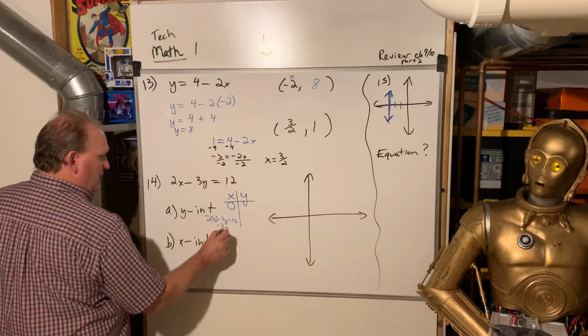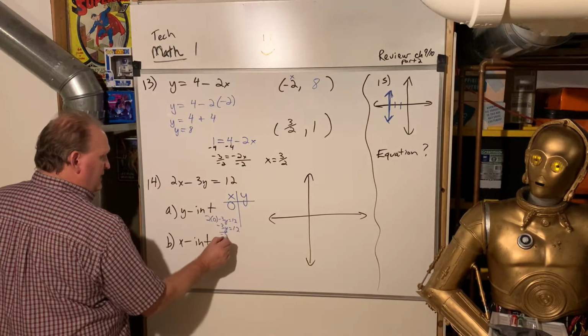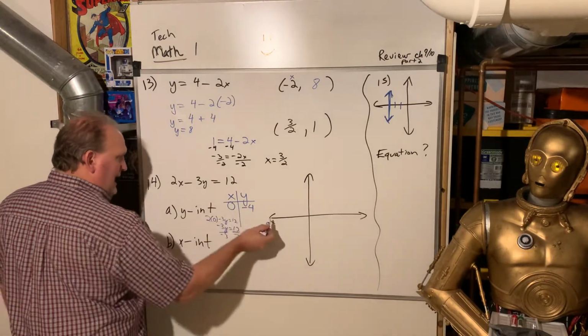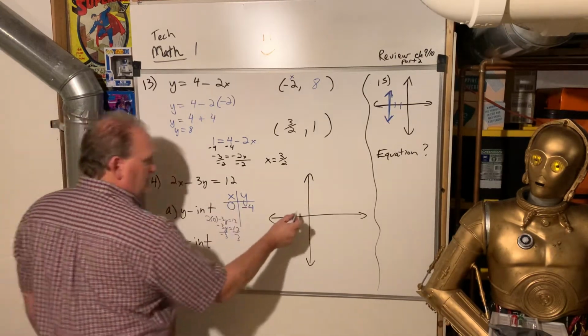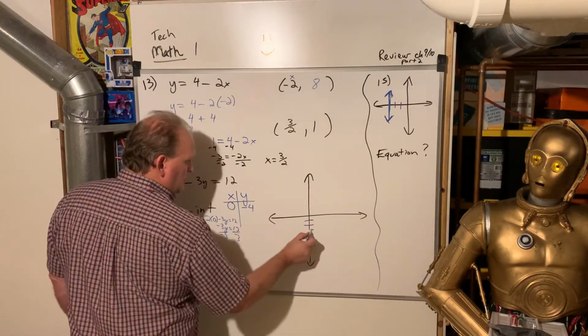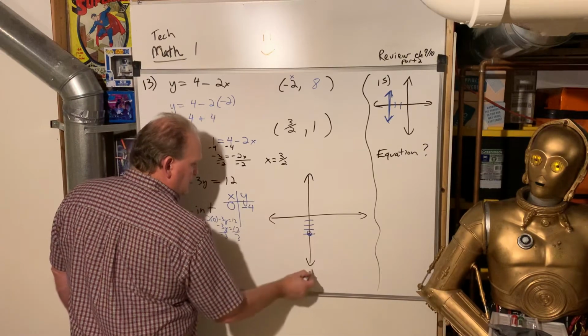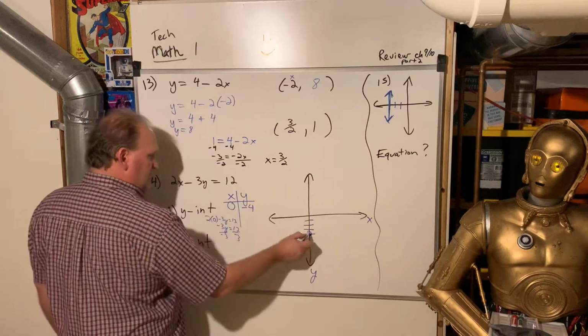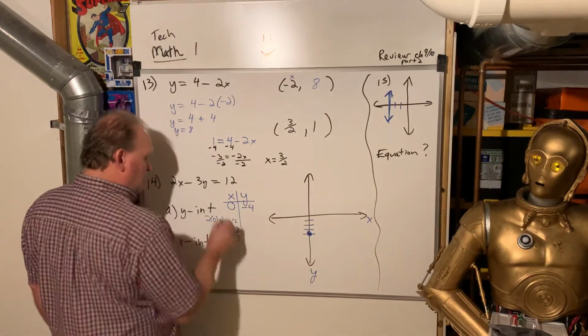So negative 3y is equal to 12. I divide by negative 3. Y is equal to negative 4. So that is my y-intercept: 0, negative 4. Remember, this is the y-axis, this is the x-axis. So it's where it crosses the y-axis at 0, negative 4.